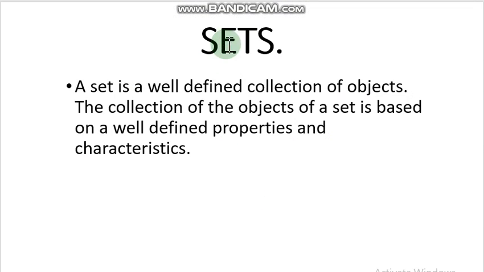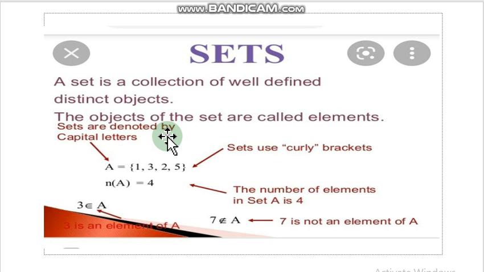Now, what is a set? A set is a well-defined collection of objects. The collection of the objects of a set is based on well-defined properties and characteristics. Now, as I said earlier on, a set is a collection of well-defined, distinct objects. So the objects are collected based on what? Specific properties or characteristics that exist between them.